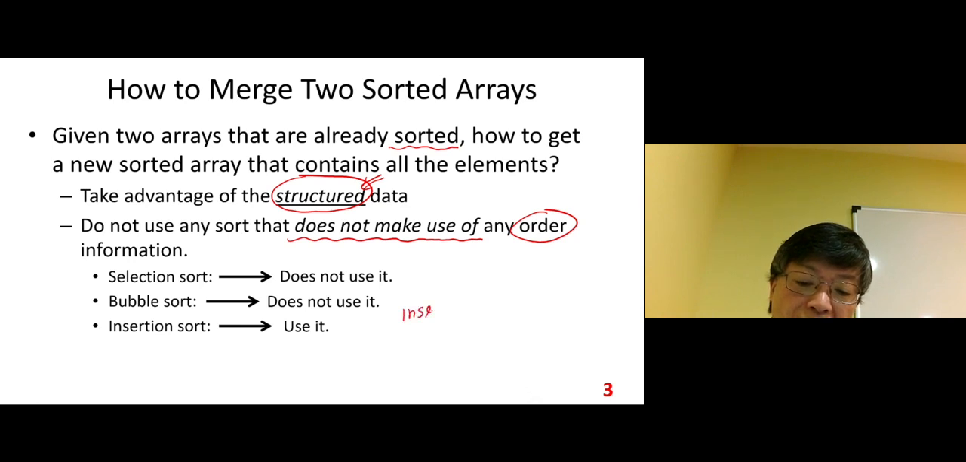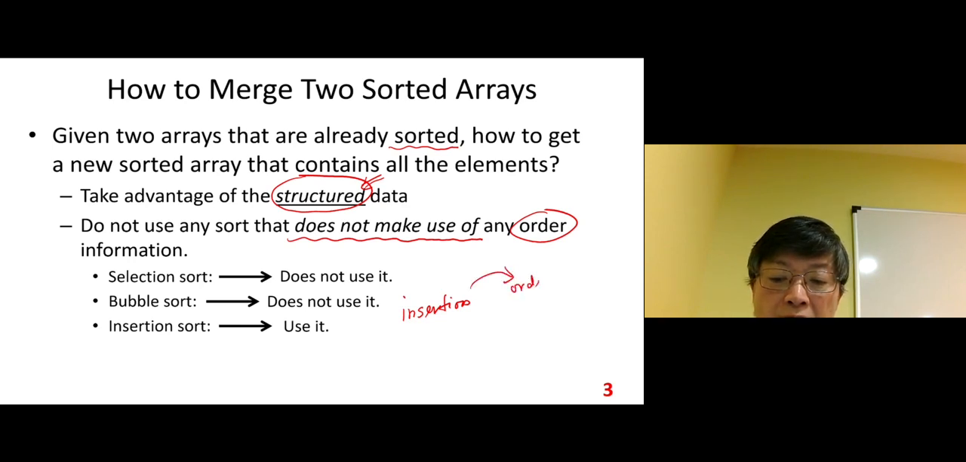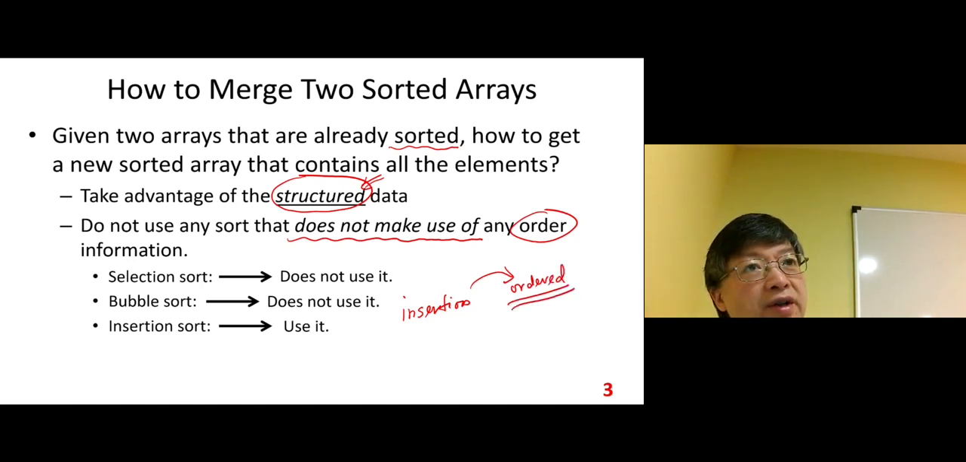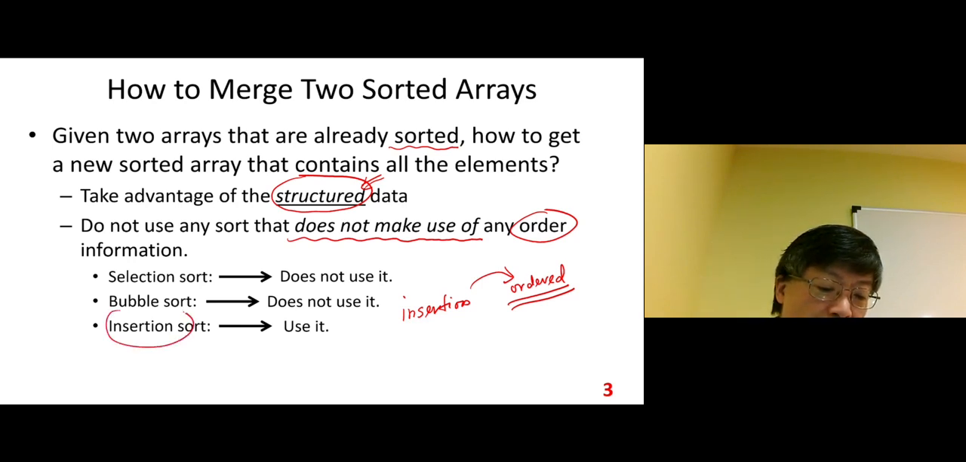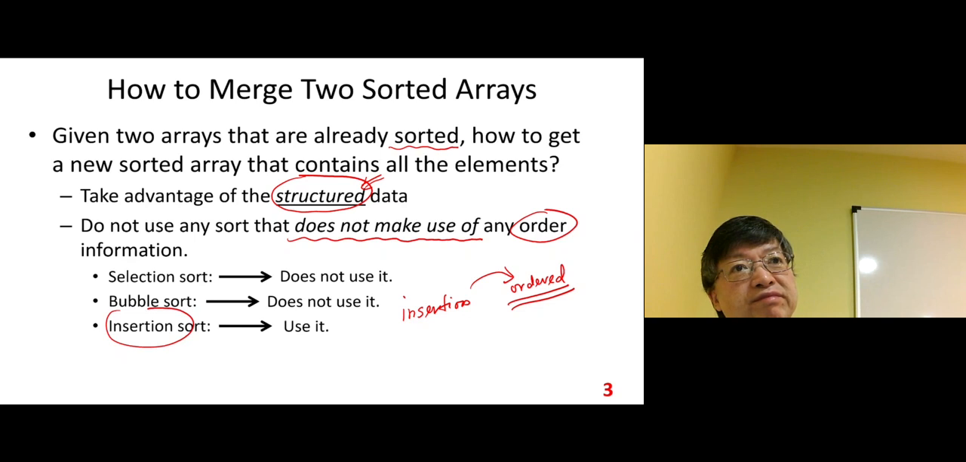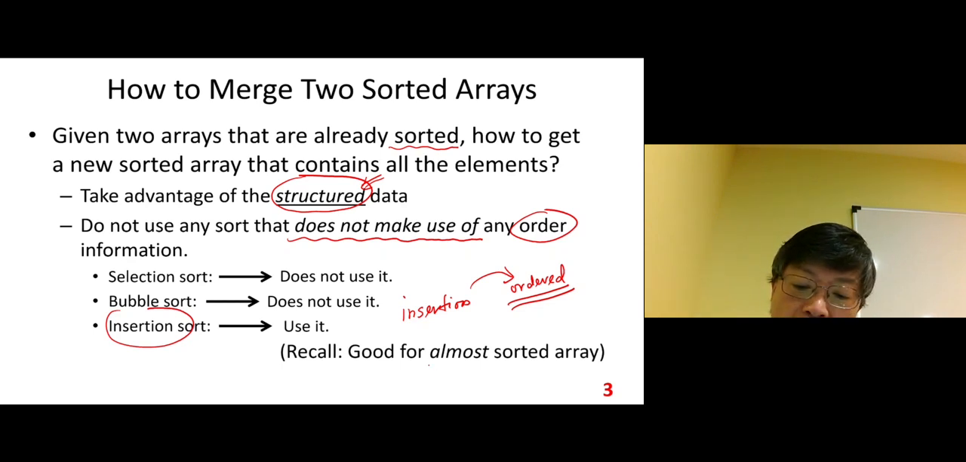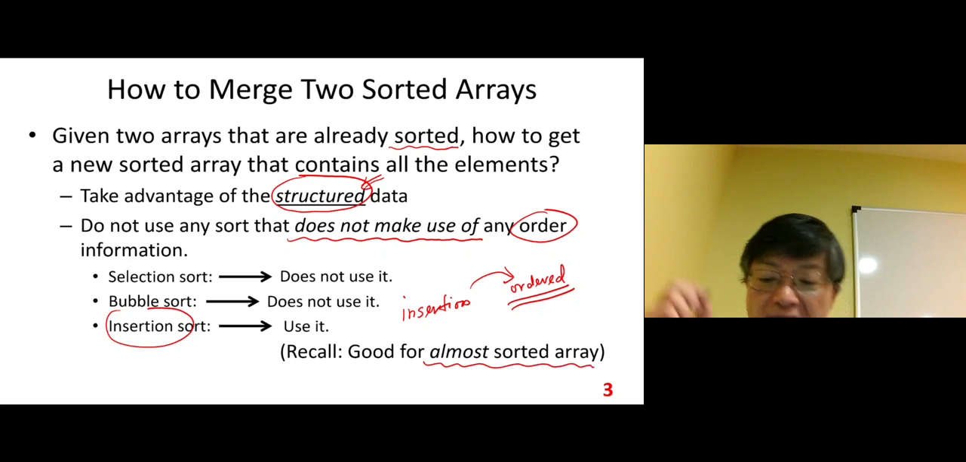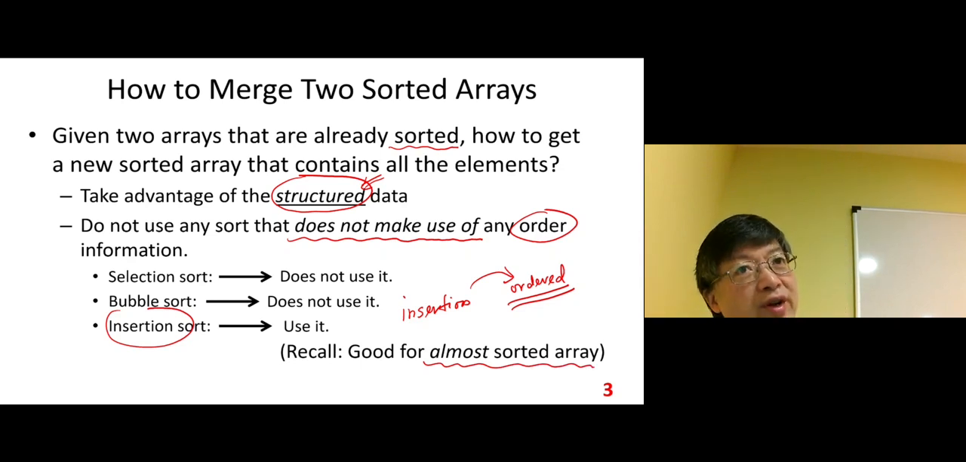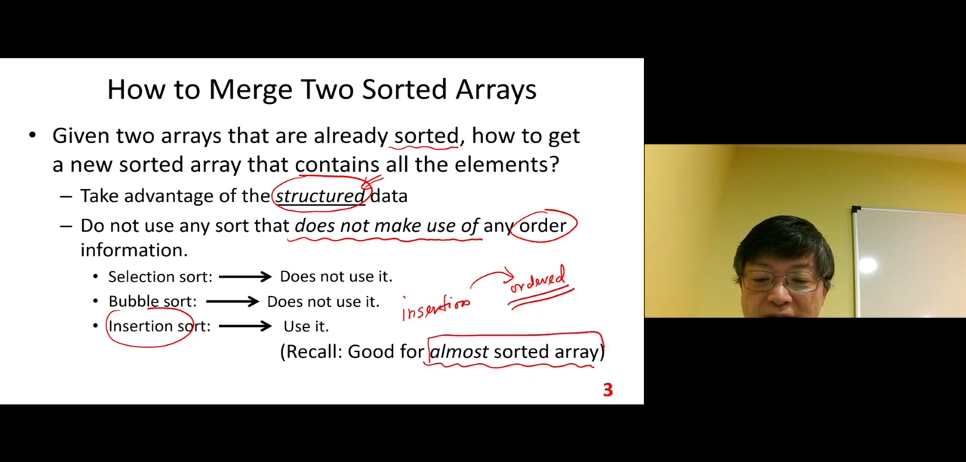Remember the key insertion step. How do we do the insertion step? Insert an element in an ordered array, right? So we use that information here. So that means this insertion sort is the choice. Another point I mentioned is that insertion sort is good for almost sorted arrays. Here you can see it uses the order information.